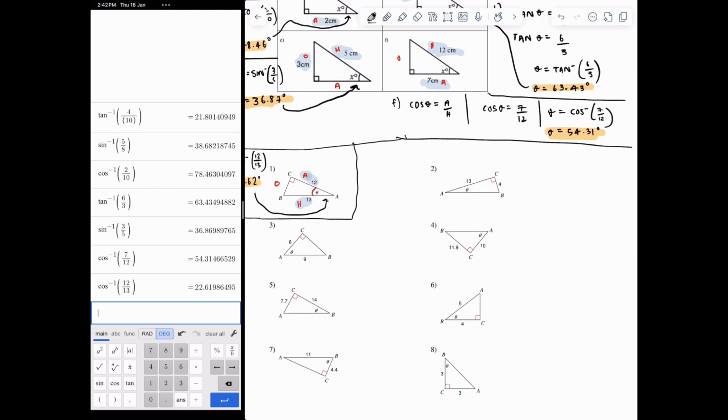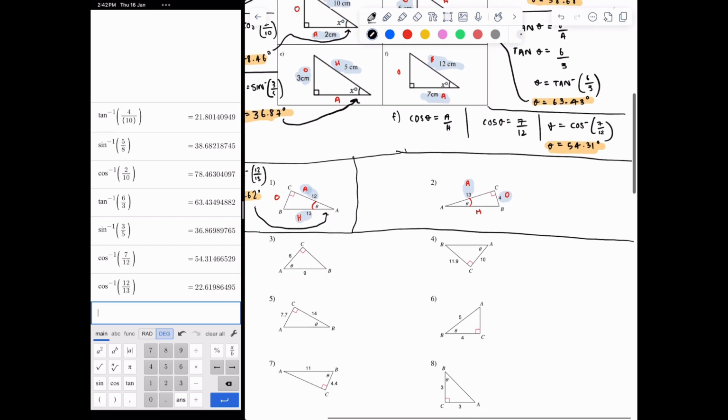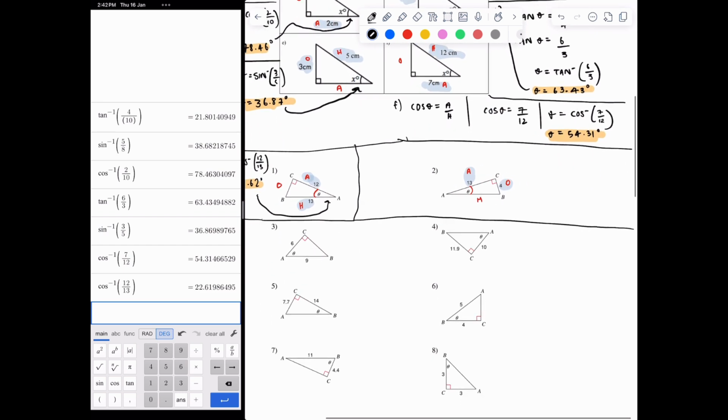Got our adjacent, which is going to be in between the two angles, the opposite, which is opposite the angle, and then the hypotenuse, the longest side, all right? So we've been given the adjacent and the opposite, O and A. Which function has O and A? That's our tan function. It's got O and A in it, it's TOA.